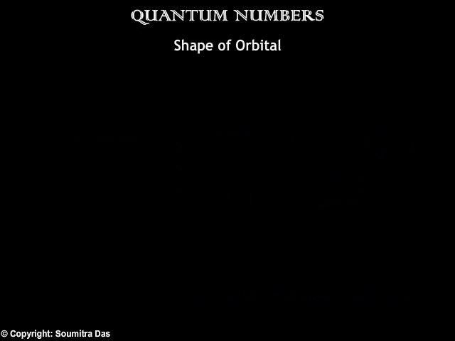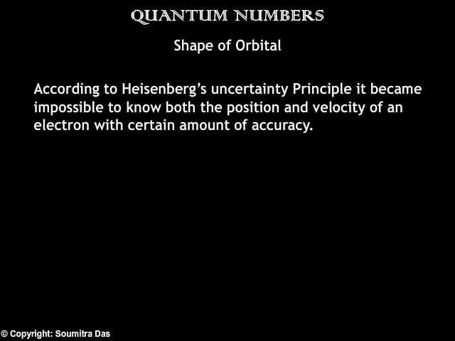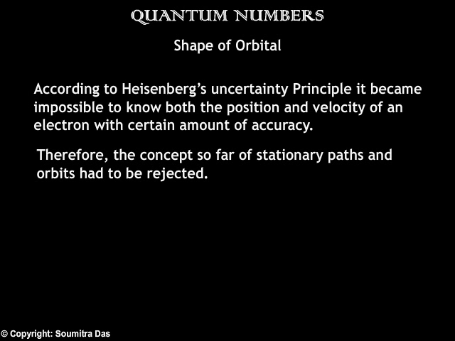Now let us come to the shape of the orbitals. According to Heisenberg's uncertainty principle, it became impossible to know both the position and velocity of an electron with certain amount of accuracy. Therefore, the concept so far of stationary paths and orbits had to be rejected.